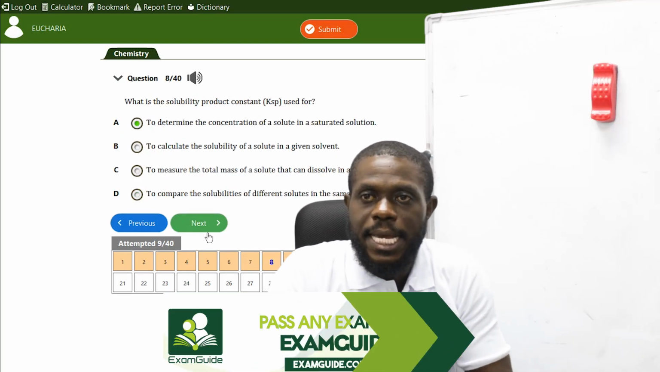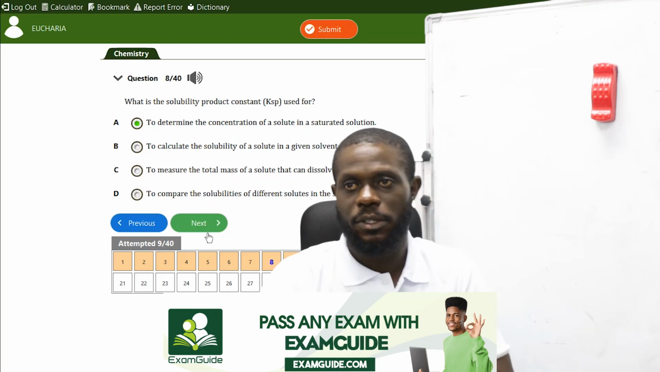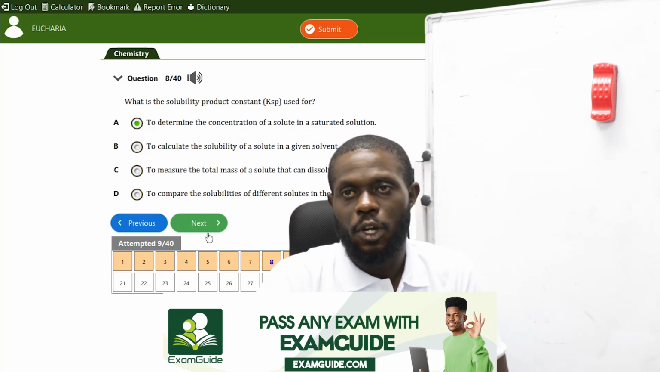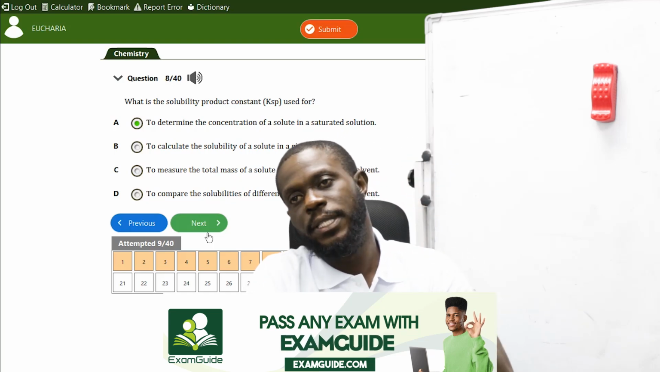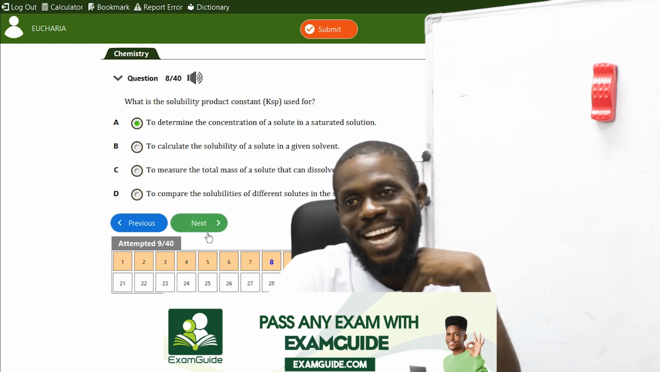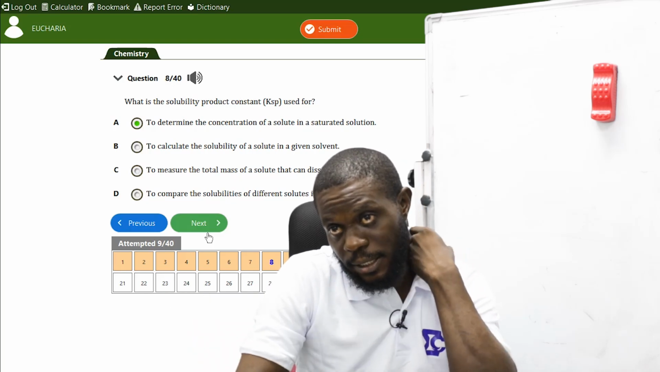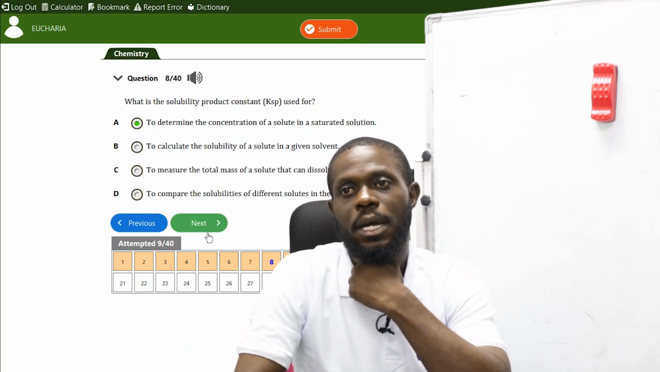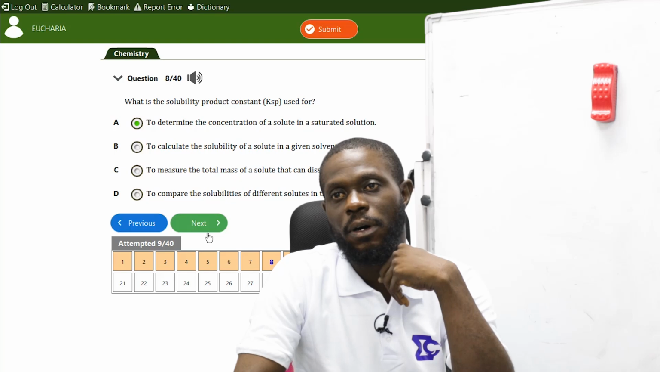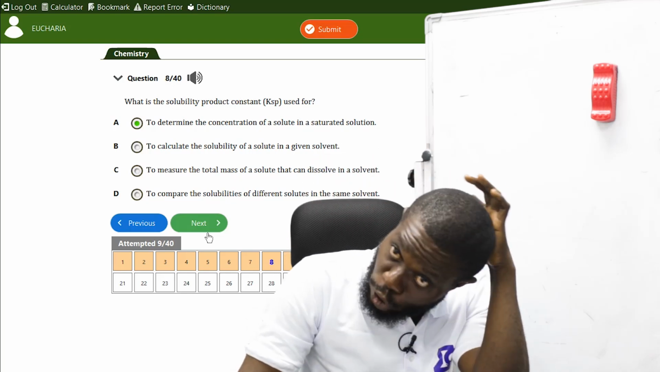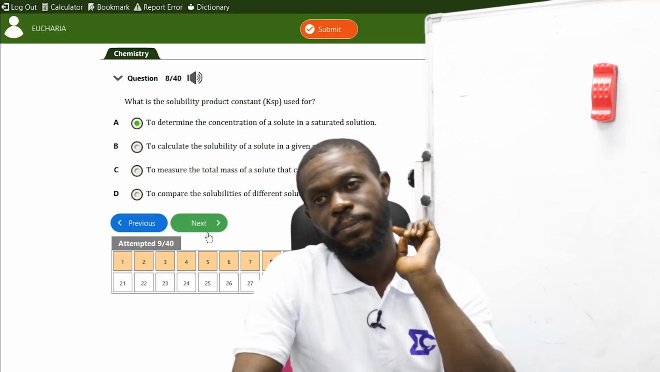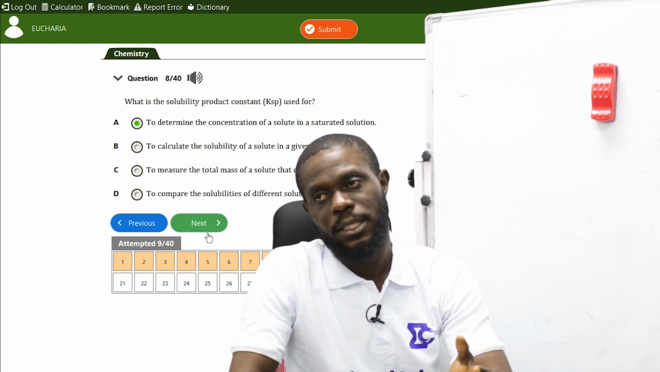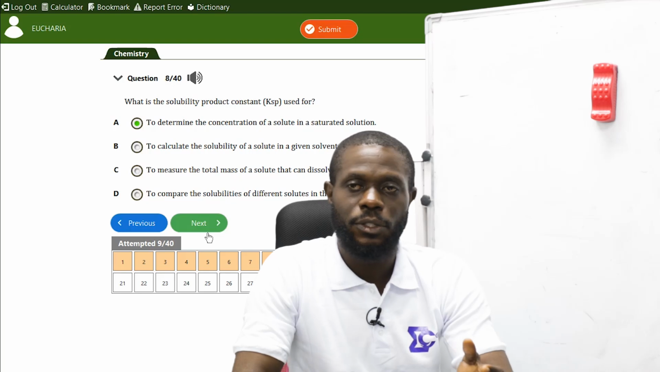They said, what is the solubility product constant used for? Solubility product constant is abbreviated to KSP. K represents the constant, S is for solubility, and P is for the product. Now, when they say solubility, they're talking about solutes that can dissolve in a solvent.